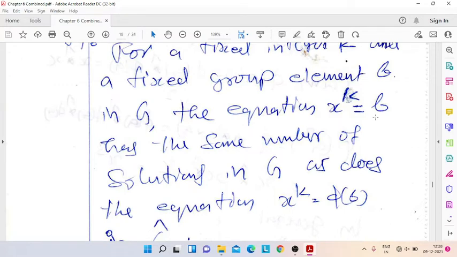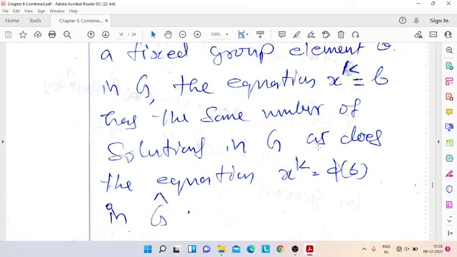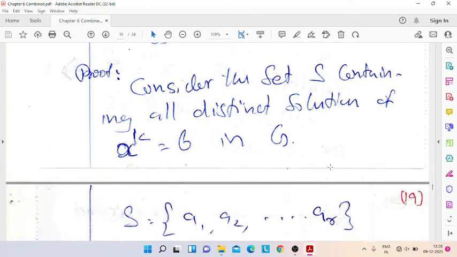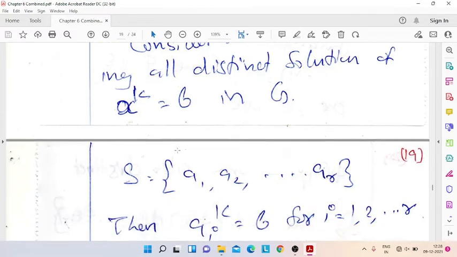But the property says that if there are 5 solutions to this equation, then there are 5 solutions to the second equation, and vice versa. How can we prove this? Consider the set S containing all distinct solutions of the equation x raised to k equal to b. See, the set we define as S contains all the distinct solutions of the equation x raised to k equal to b in G.